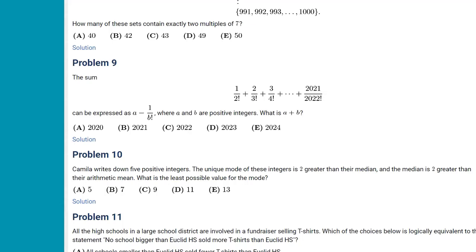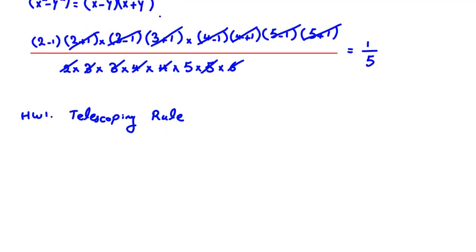So let me write it. AMC 10B 2022, problem number 9. You can try this problem as homework.